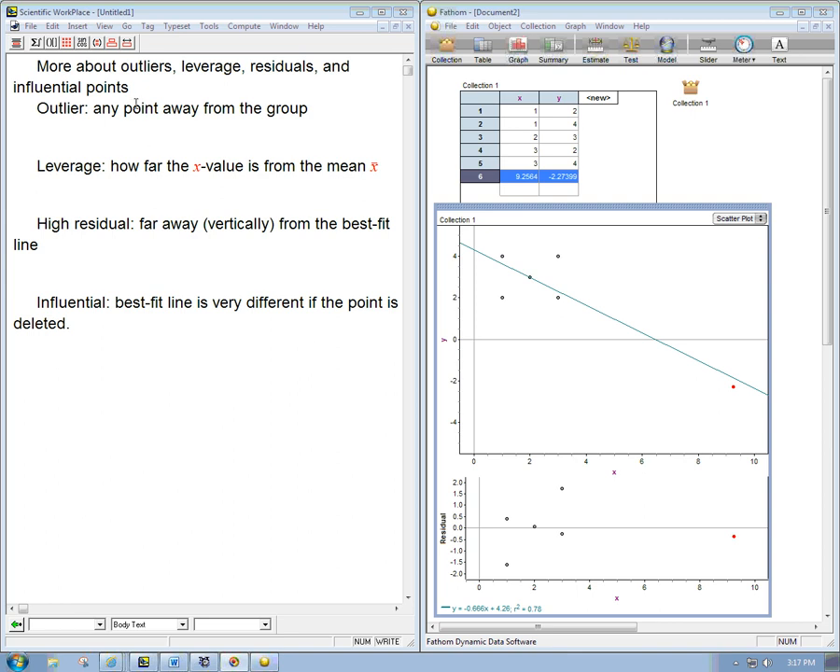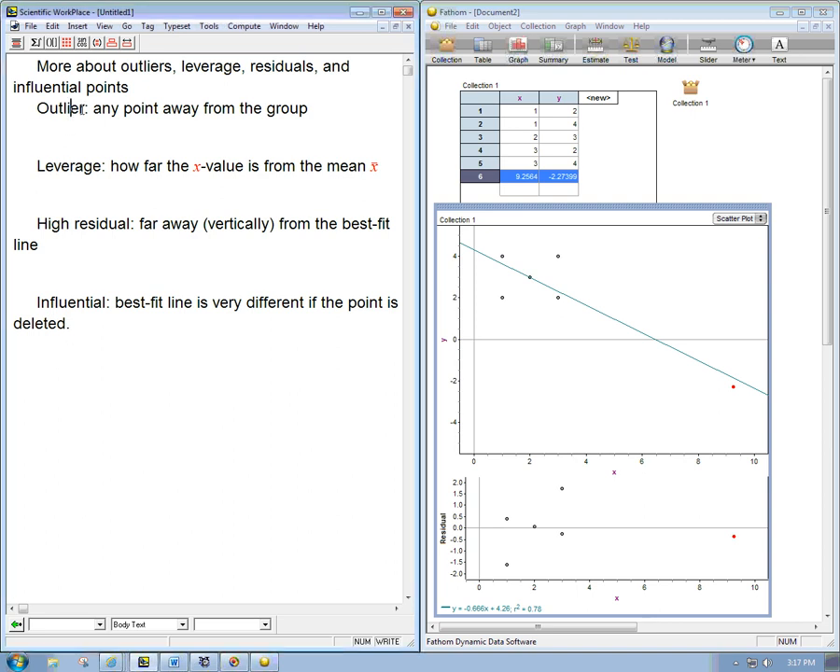Here's another video about outliers, leverage, residuals, and influential points for linear regression. It's going to have a lot of overlap with the other outlier video I did, but I want to do it a little bit differently and focus on things in a different way. So these are the four terms I want to discuss.